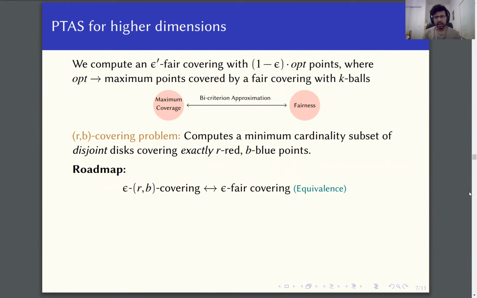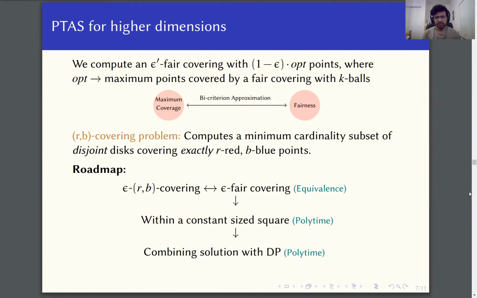Our proof of the PTAS has four main parts. First, we show that solving the epsilon RB covering problem is equivalent to solving the epsilon fair covering problem. Note that epsilon RB covering is defined analogously to the epsilon fair covering problem, where we allow a leeway of epsilon factor for the coverage of red and blue points. Next, we show how to solve the RB covering problem exactly in a constant size square. Next, we combine the solutions across constant size squares using a dynamic programming procedure. Finally, we use the well-known shifting technique to obtain the PTAS.